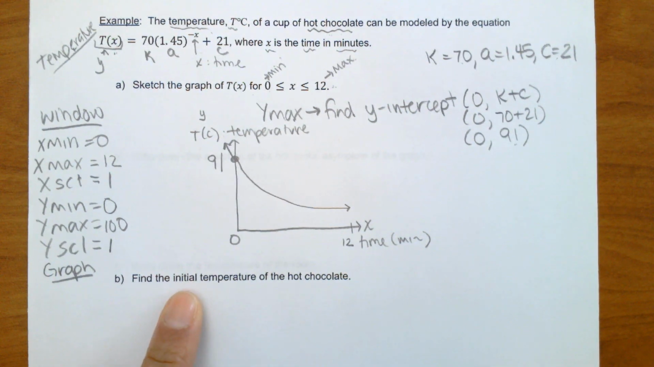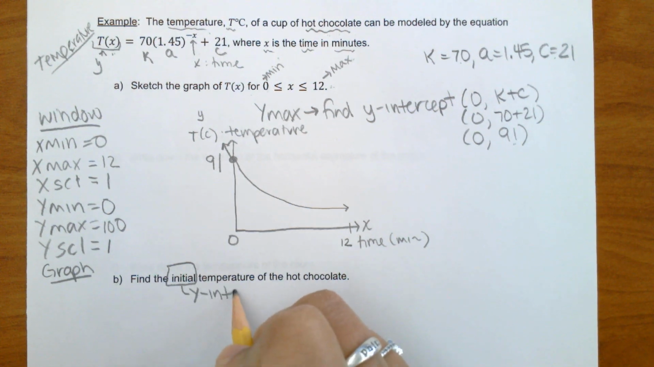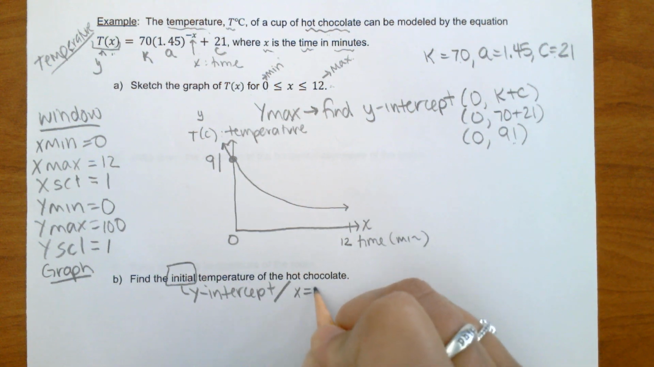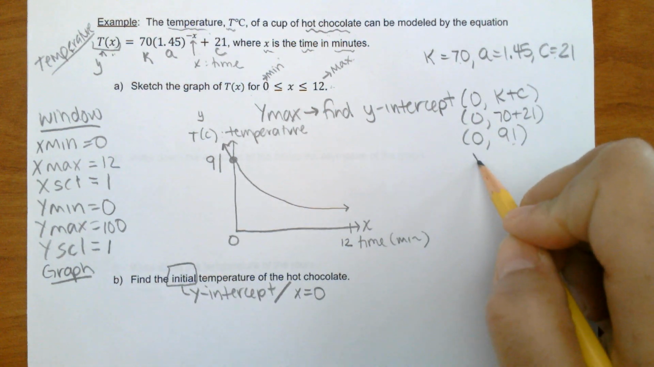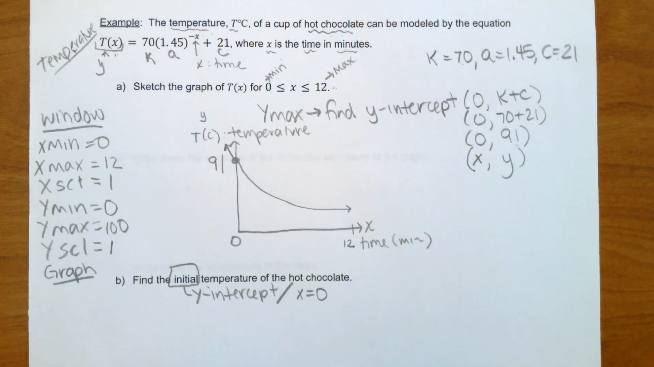Part B, find the initial temperature of the hot chocolate. Okay, this is a huge question because what you're going to find here is any IB question, they're going to ask you about an initial or a start point or where is our initial value or where is our start value. So when you see this, you need to think y-intercept. And you need to think x equals 0 because that is the y-intercept. X is 0. We want to know what that y value is. So when you see initial, you need to think y-intercept.